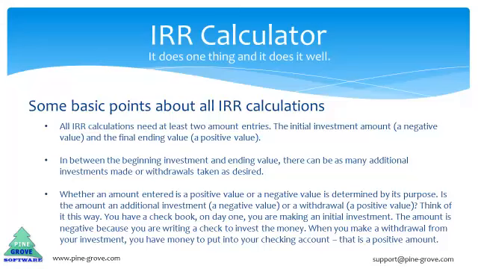Think of it this way. You have a checkbook. On day one, you are making an initial investment. The amount is negative because you're writing a check to invest the money. When you make a withdrawal from your investment, you have money to put into your checking account. That's a positive amount.